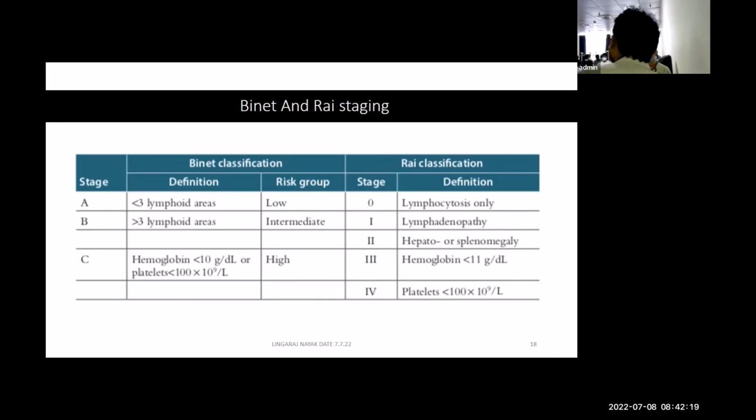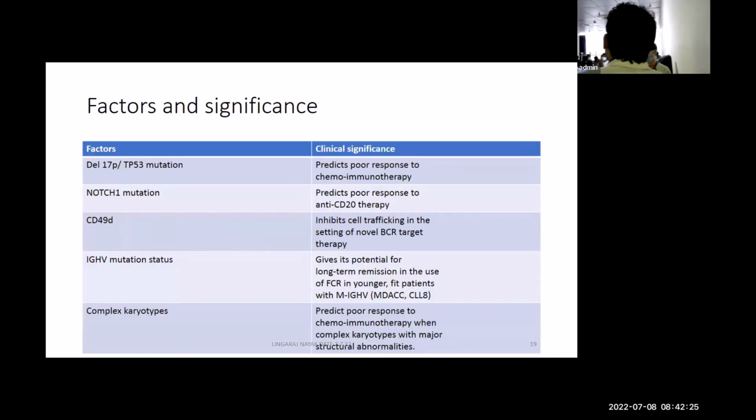Similarly, Binet is based on the lymph node areas. Binet is mostly used in European countries, and Rai is used in the US. Now, what are the factors and what is their significance? 17p, TP53, I will discuss in a little more detail. Then NOTCH1, 49D, IgVH mutation, complex karyotype. These are well established factors which tell you the significance of each.